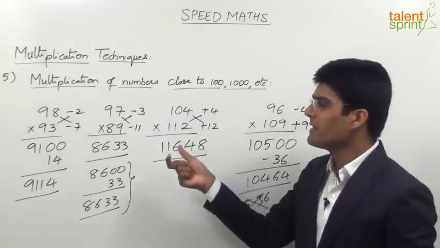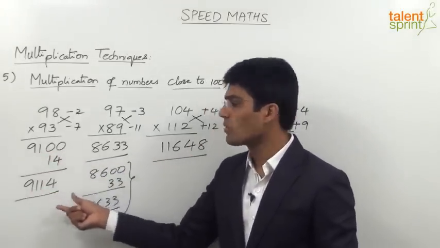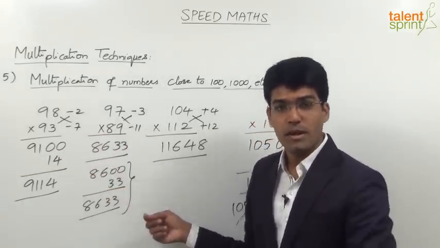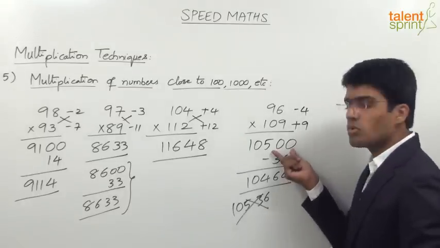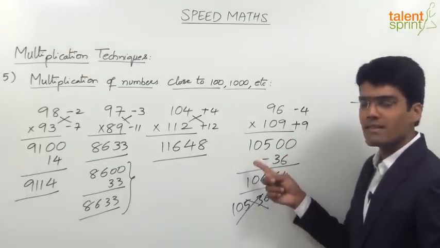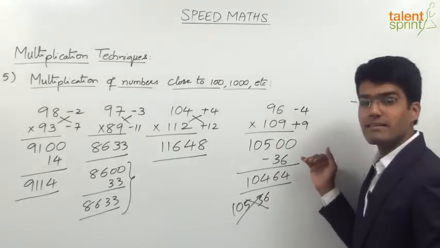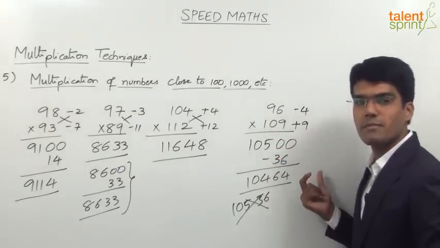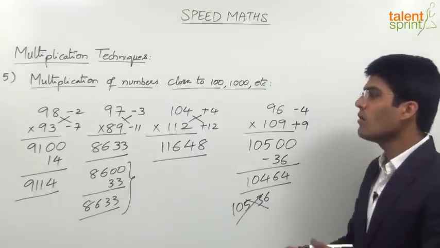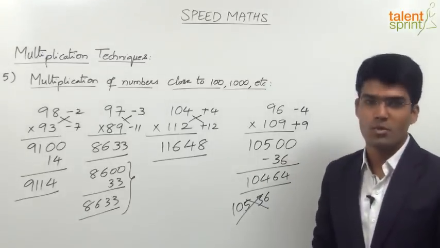So if it is a positive result, we can directly take 9114 or 8633 without making it lengthy by writing two zeros. But whenever the result is negative, you better put two zeros and then subtract. Or if you are comfortable in directly writing the answer, we can take it as 105 and minus 36. That means from 500, 36 has to be subtracted. So that gives us 10464. So this is how we can multiply numbers which are close to 100.